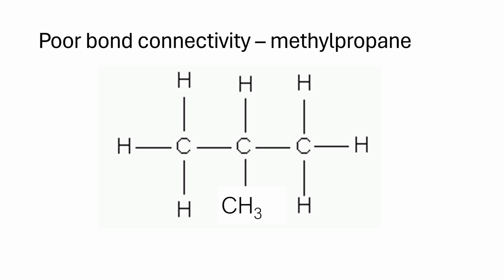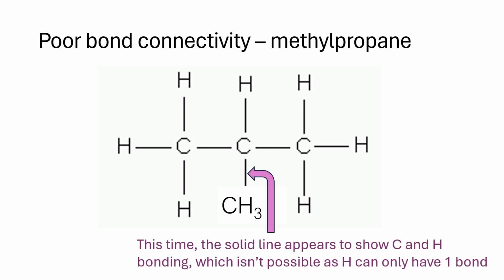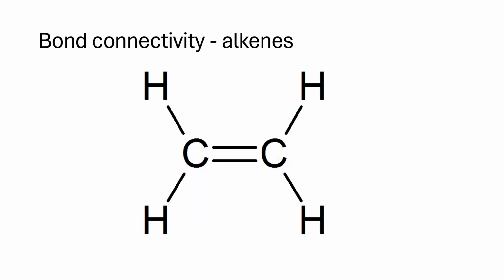However, sometimes what happens is you see it drawn like this. Now, this is actually incorrect because this appears to show that the carbon in the main carbon chain is actually bonded to a hydrogen. That's not possible because that hydrogen is already bonded to the carbon in the CH3 group. Hydrogen can only have one bond because it's only got one electron, so this isn't chemically possible. So you've got to be quite careful how you orientate your bonds, a bit like this.